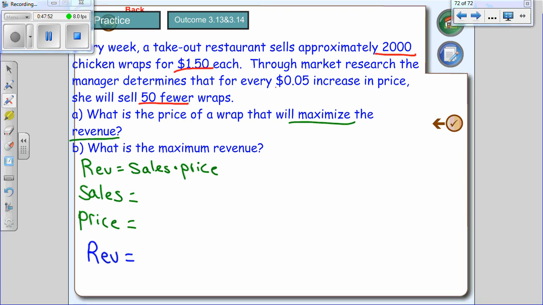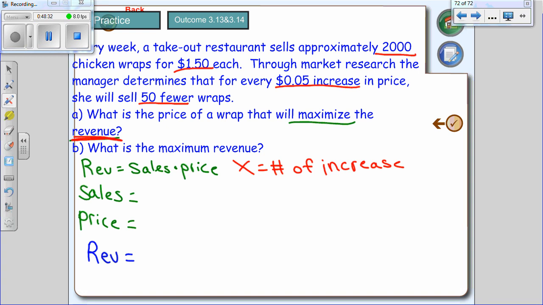What is the price of the wrap that will maximize the revenue? So I want to maximize my revenue. Revenue is equal to however many sales you have times whatever your price is. I don't know what my sales or my price are because it's dependent on how many increases I do. It's dependent on X equaling the number of increases. X will always equal the number of increases in these questions. Sometimes it's a price decrease, that's possible. But X is always the number of increases or decreases you're doing. It's a given. So if you always write that down, it might help you remember that that's not actually your answer. It's helping you answer your question.